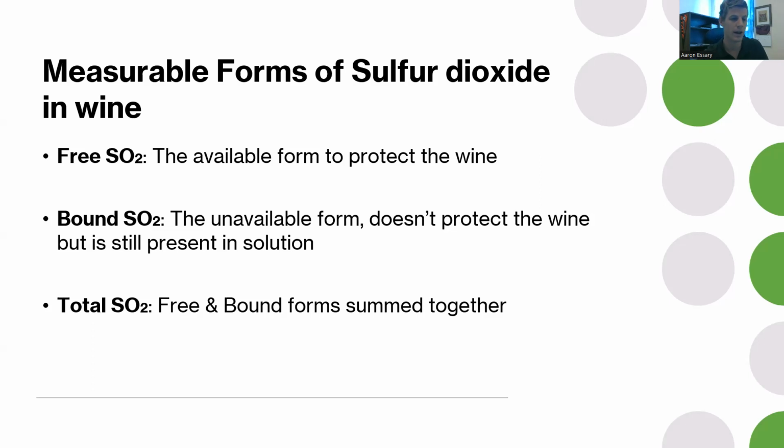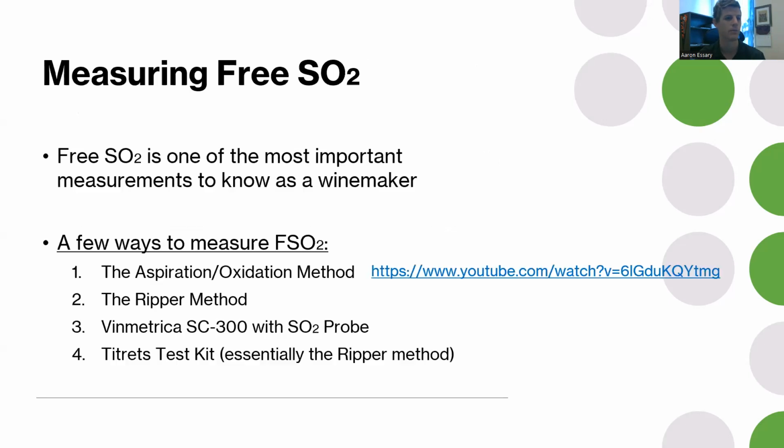And then once you have free and bound SO2 in solution, you just add those together. That's your total SO2. There is a legal limit on total SO2. I believe it's 350 parts per million in the United States. So just know your types. You have free, bound, and total. So we have to measure these now. They're in wine. We have to find a way to measure them.